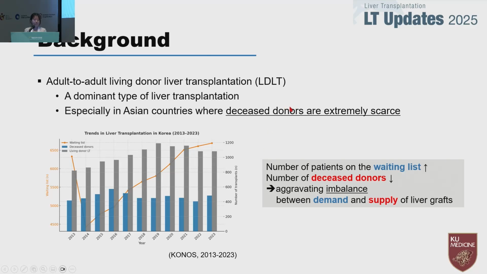Adult-to-adult LDLT is a dominant type of liver transplantation, especially in Asian countries where deceased donors are extremely scarce. In Korea, as you can see in the figure below, the number of patients on the liver transplantation waiting list has been steadily increasing, whereas the number of deceased donors and living donors have shown a declining trend.